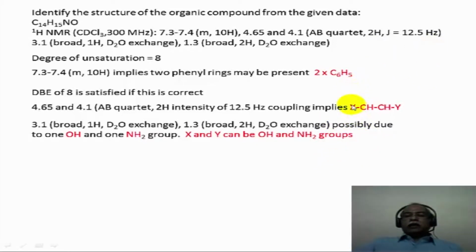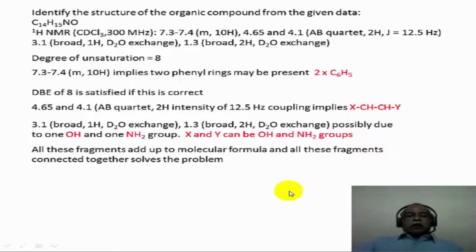Now we need to identify these two groups X and Y. That is fairly easy to do because there are two very distinguishing features in this particular spectroscopic data. 3.1 broad, 1 hydrogen intensity, D2O exchange. Because oxygen is present in the molecule, most likely this is an OH functional group. 1.3 broad, 2 hydrogen intensity, D2O exchange. There is nitrogen present in the molecule, so most likely the 2 hydrogen intensity exchangeable hydrogen is only probably due to NH2. So the X and Y can be OH and NH2 respectively in this particular fragment that we see here.